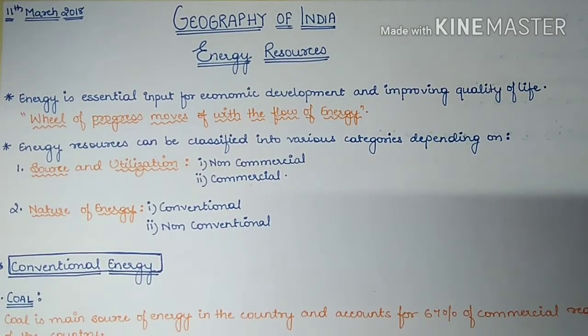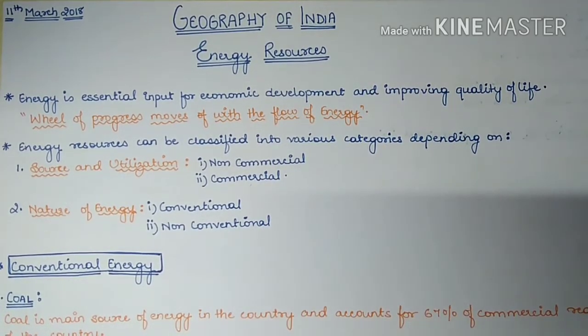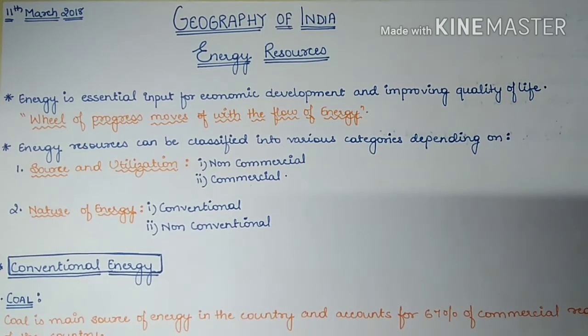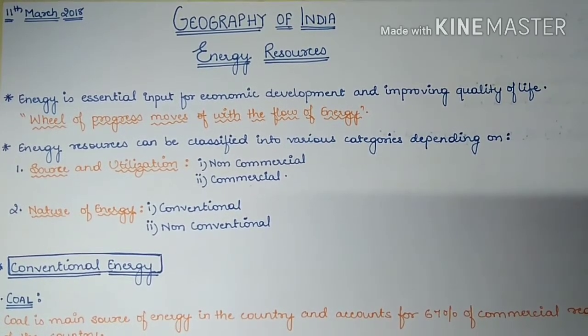Now, on the nature of energy, we have classified energy into two categories: conventional sources of energy and non-conventional sources of energy. Conventional sources of energy are those which have been used for a long time, like coal, petroleum, natural gas, and electricity. Non-conventional sources of energy are those which require higher technology for their utilization. They are basically new. Examples are solar energy, wind energy, tidal energy, geothermal energy, and biogas energy. So these types of energies are non-conventional energy sources.